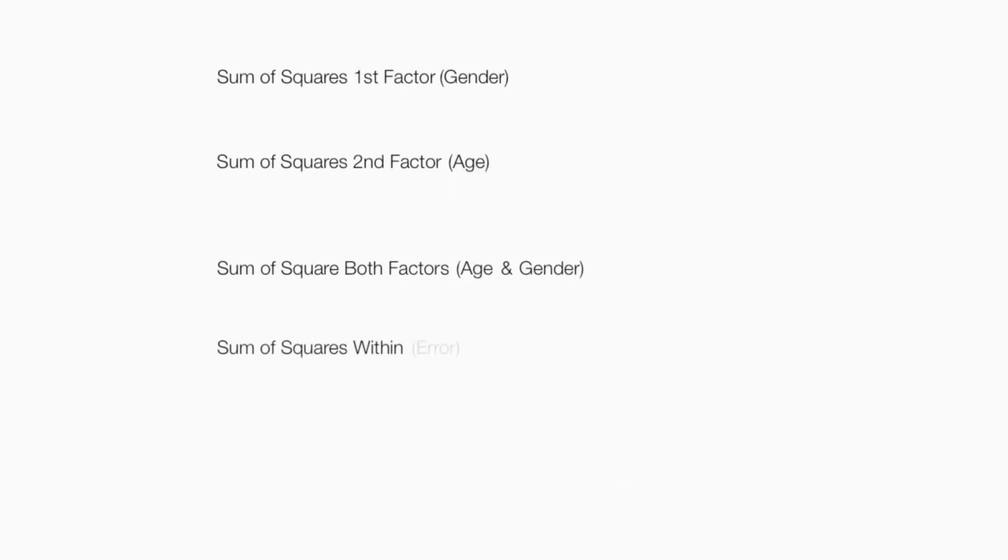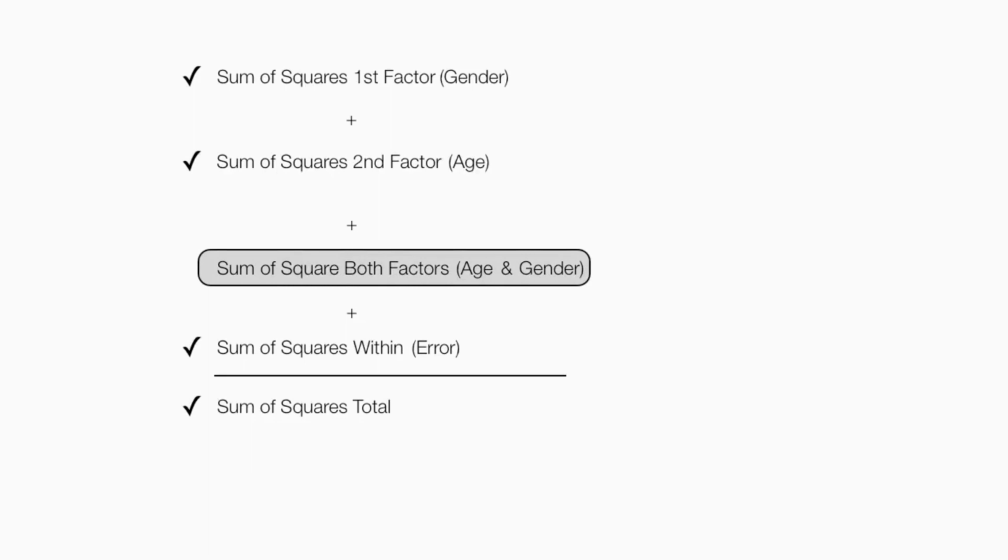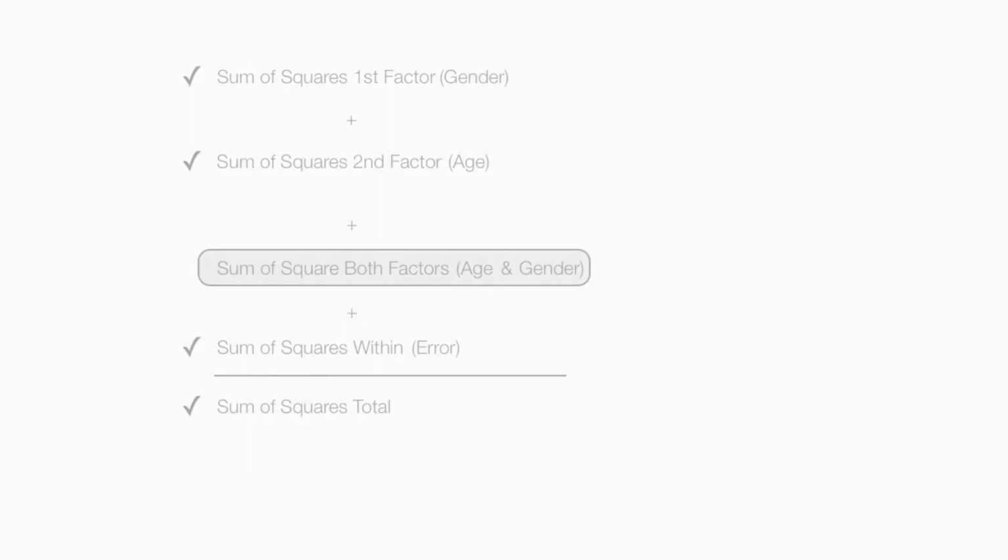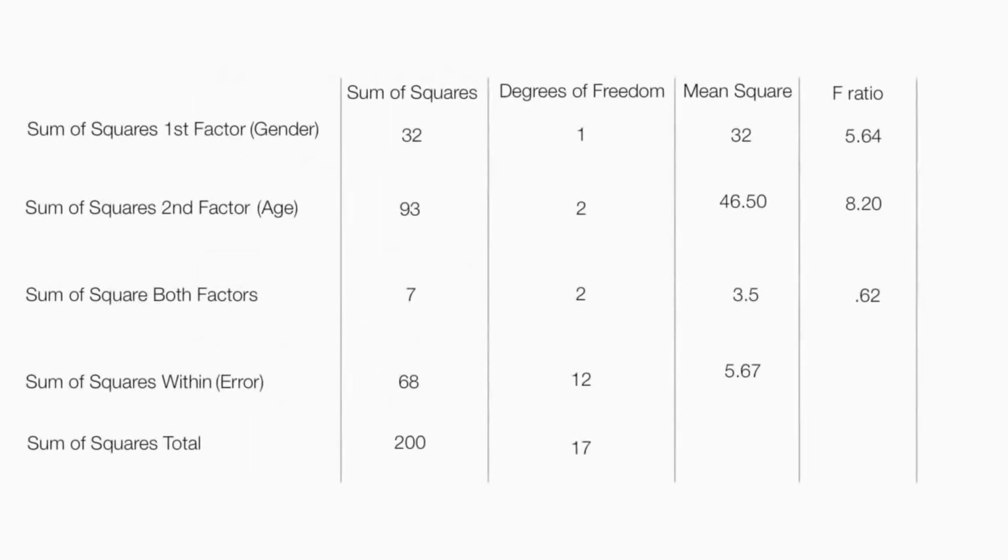In the end, I have the sum of squares of the first factor, which is gender, the sum of squares of the second factor, which is age, the sum of squares of both factors, the age and gender interaction, and the sum of squares within, the error. If I add all these up, I get the sum of squares of the total, or total sum of squares, both the same thing. In the next video, I'm going to show you how to make all these calculations by hand. In subsequent videos, I'm going to show you how to calculate the F ratio and also how to calculate degrees of freedom.